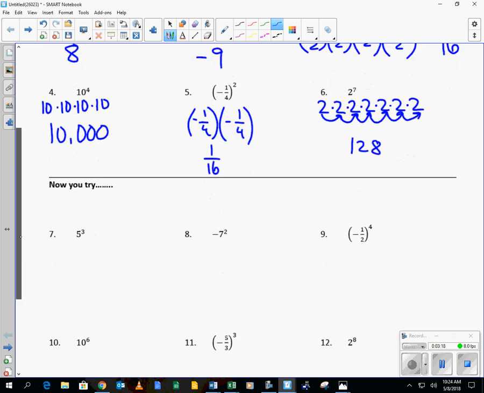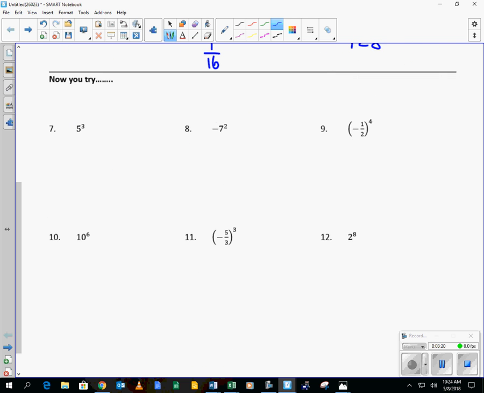Easy when Mr. Gens does it on the board. More challenging when we try it on our own. I'm going to set the timer for 2 minutes to give you an opportunity to try these problems on your own. Ready, set, go.